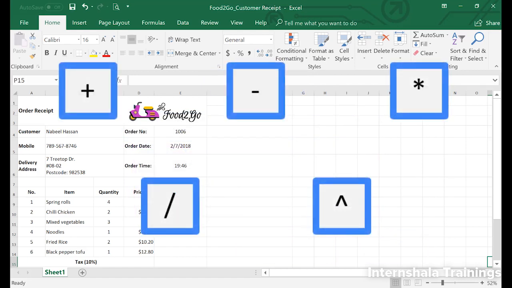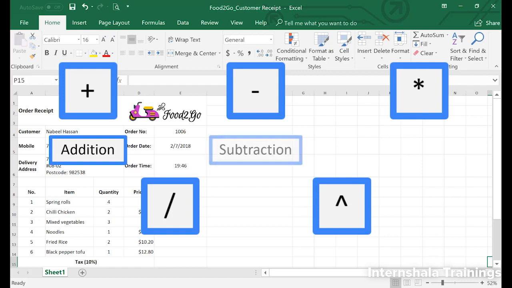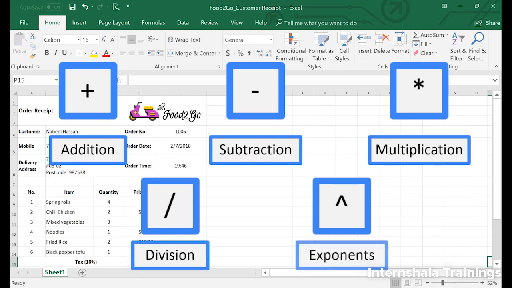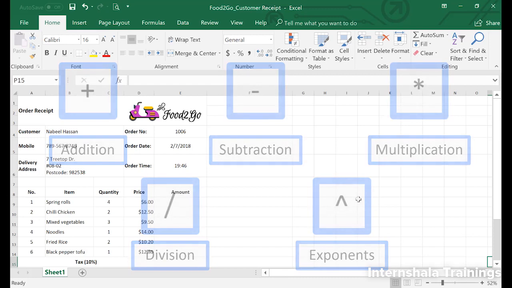Excel uses standard mathematical operators for formulas. Let's just review them. A plus sign is used for addition, a minus sign for subtraction, an asterisk for multiplication, a forward slash for division, and a caret or inverted V for exponents.